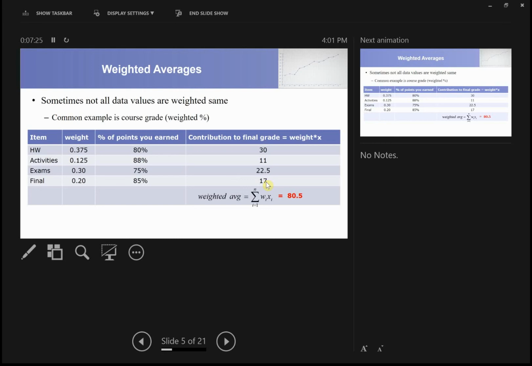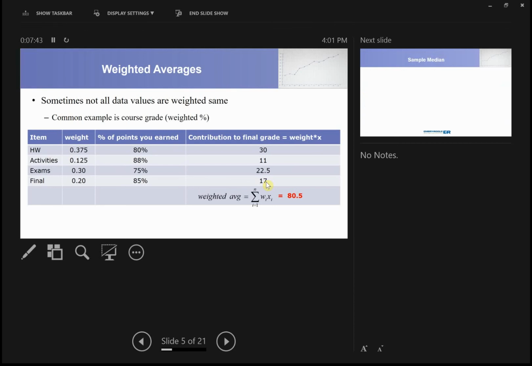This has a really large weight, even though they did really well on the activities, the weight's not as great, okay? So they ended up getting probably like 80%. Okay. So that's the weighted average. So any questions about averages right now? Everybody's good on this? Good.